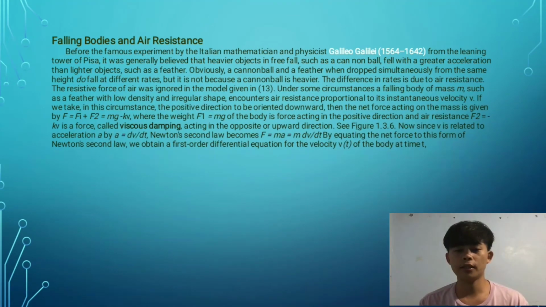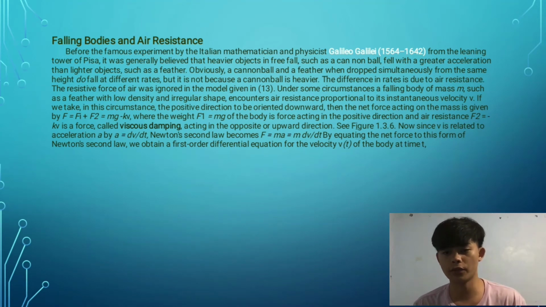Falling bodies and air resistance. Before the famous experiment by the Italian mathematician and physicist Galileo Galilei, 1564 to 1642, from the Leaning Tower of Pisa, it was generally believed that heavier objects in free fall, such as a cannonball, fell with a greater acceleration than lighter objects, such as a feather. Obviously, a cannonball and a feather, when dropped simultaneously from the same height, do fall at different rates, but it's not because the cannonball is heavier. The difference in rates is due to air resistance.